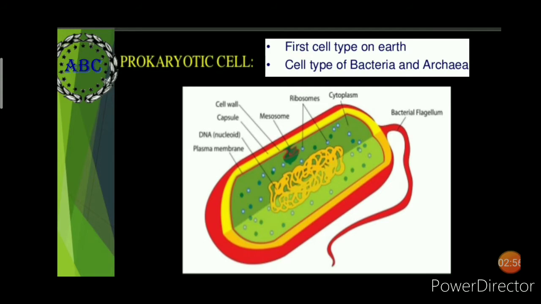This is a structure of a prokaryote. It looks like a capsule. It has a cell wall and a plasma membrane within that cell wall. DNA is of nucleoid type, or it is called plasmid DNA. Mesosomes are present and 70S ribosomes are also present in prokaryotes. This is a bacterial cell, that's why it shows flagella. The prokaryotic cell is considered the first cell type on earth, and it is the cell type of bacteria and also archaea.